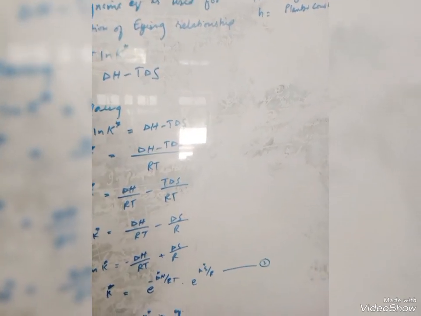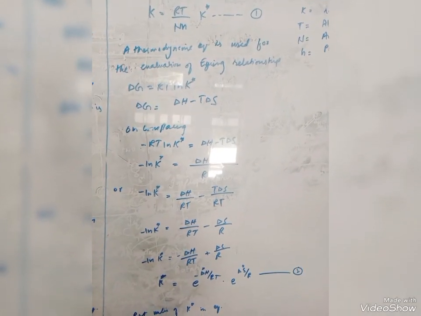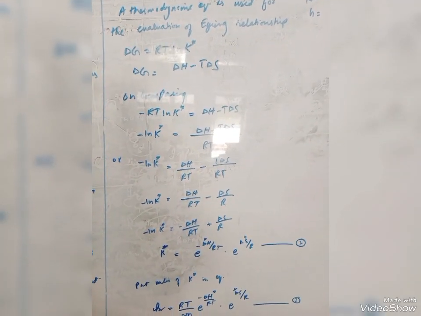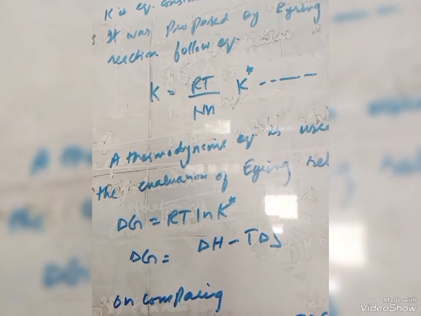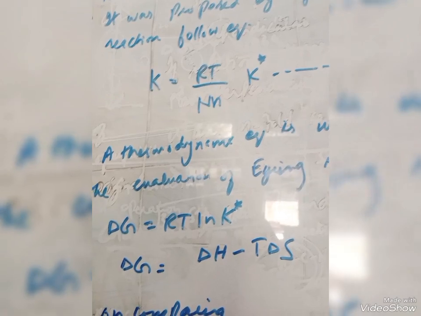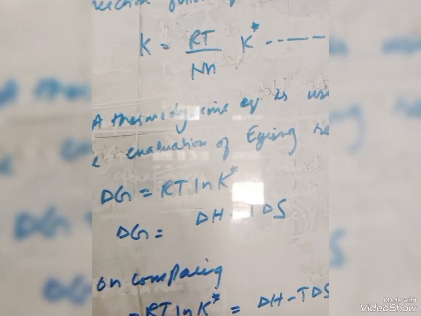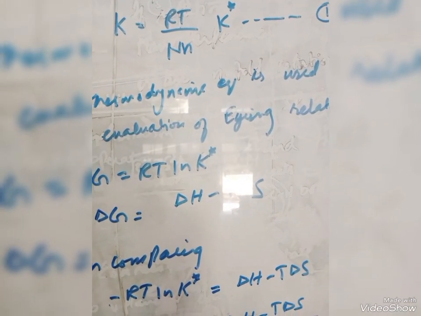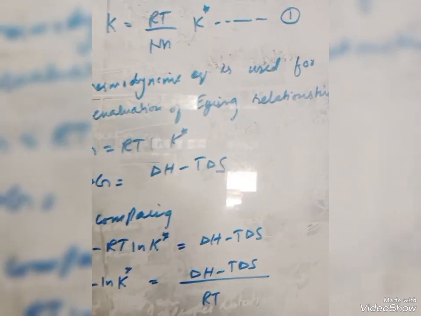It was proposed by Eyring that whatsoever the molecularity as well as the order of a reaction may be, it follows the equation which explains such a type of reaction, and which is basically k equal to RT divided by Nh times K star. So K star is the equilibrium constant for the first step, small k is the rate constant for the reaction, R is the gas constant, T is the absolute temperature at which the reaction is taking place, N is Avogadro's number, and h is Planck's constant. So this is the summary.